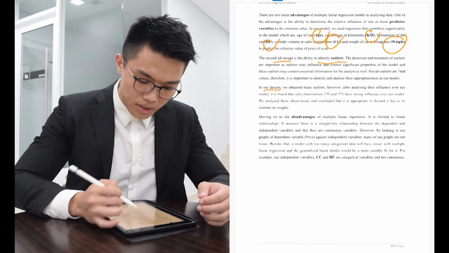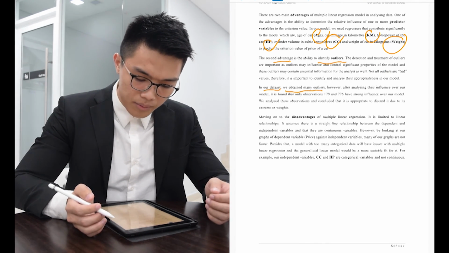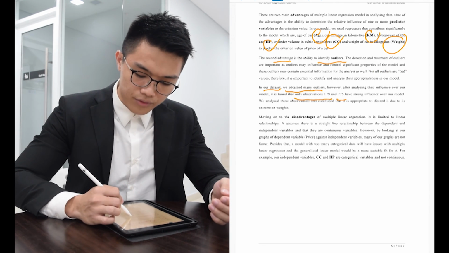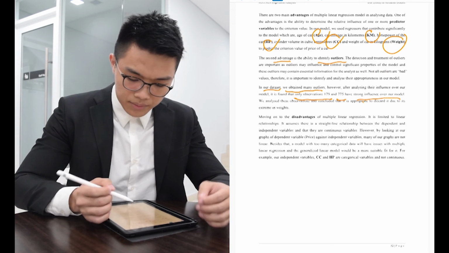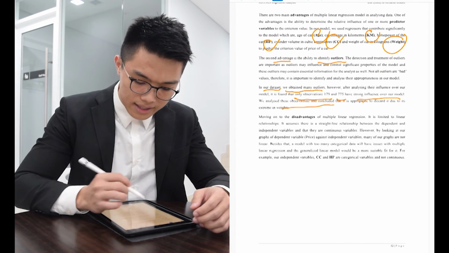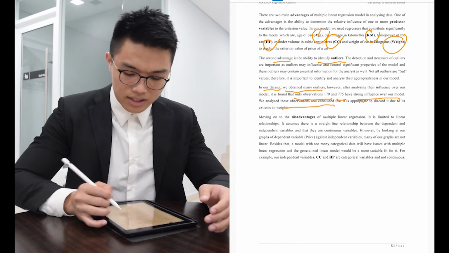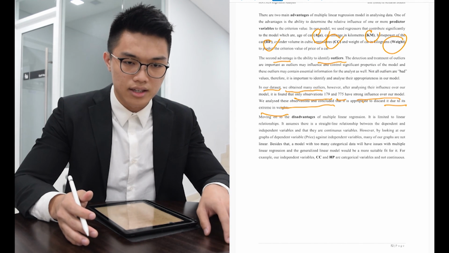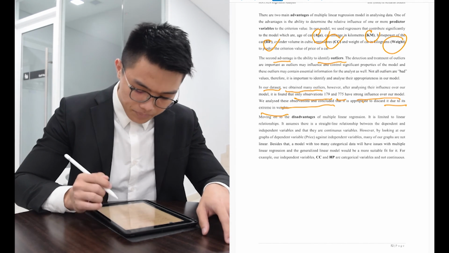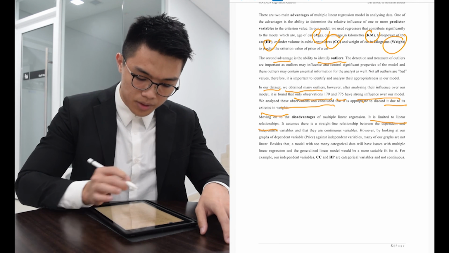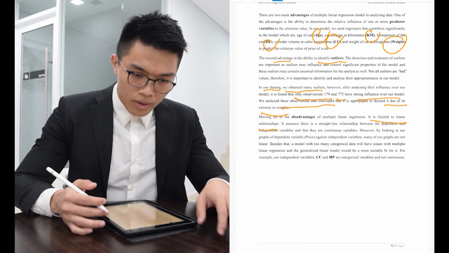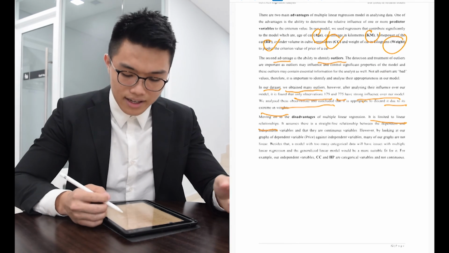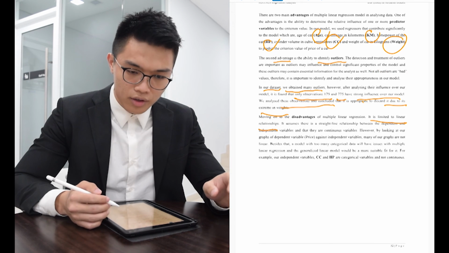In our dataset, we obtain many outliers. However, only observations 179 and 775 have strong influence over our model. We analyzed these observations and concluded that it is appropriate to discard them due to their extreme weight. There is only one disadvantage in our opinion, which is that it is limited to linear relationships. So when our dataset contains categorical data and discrete data, it might not perform well.